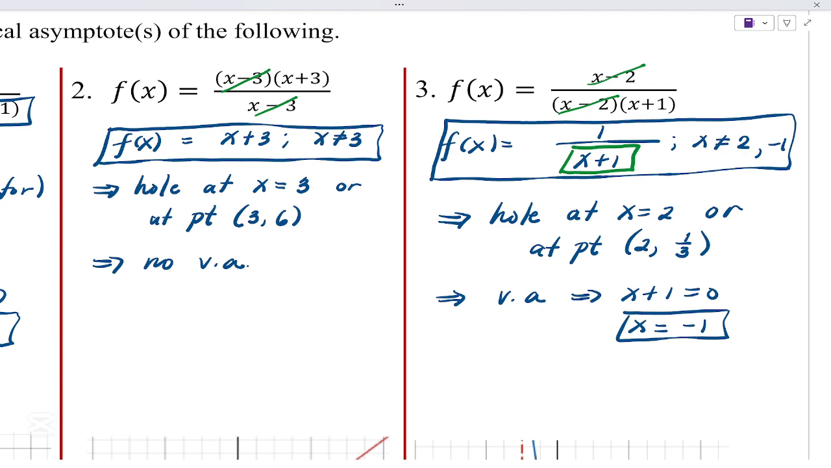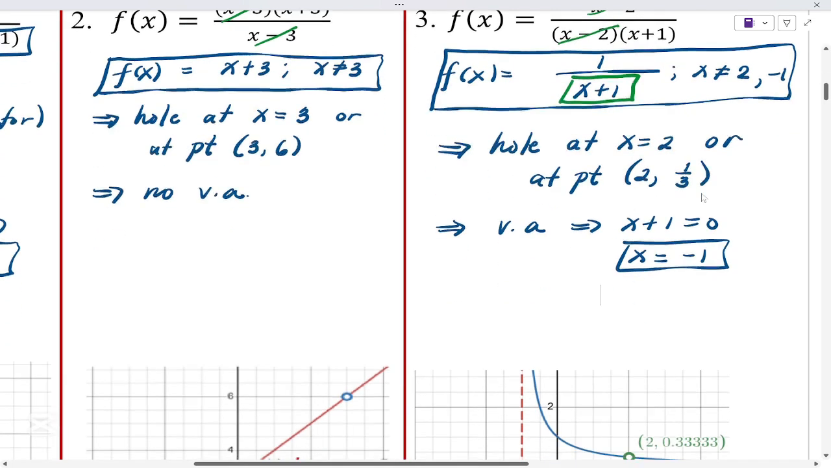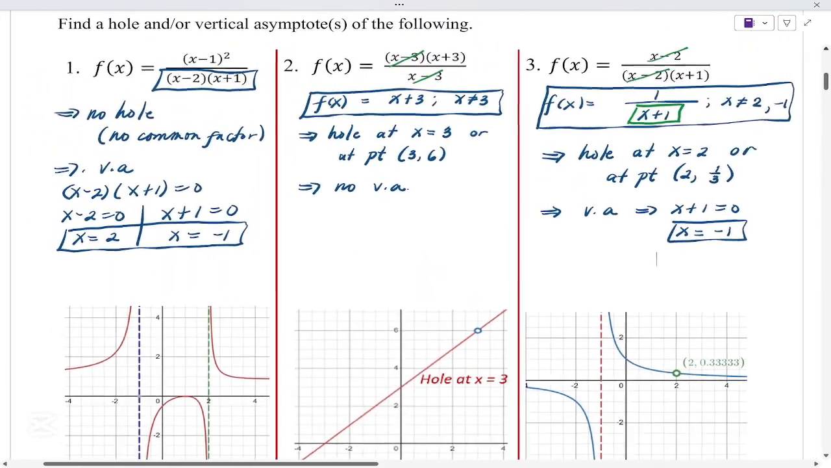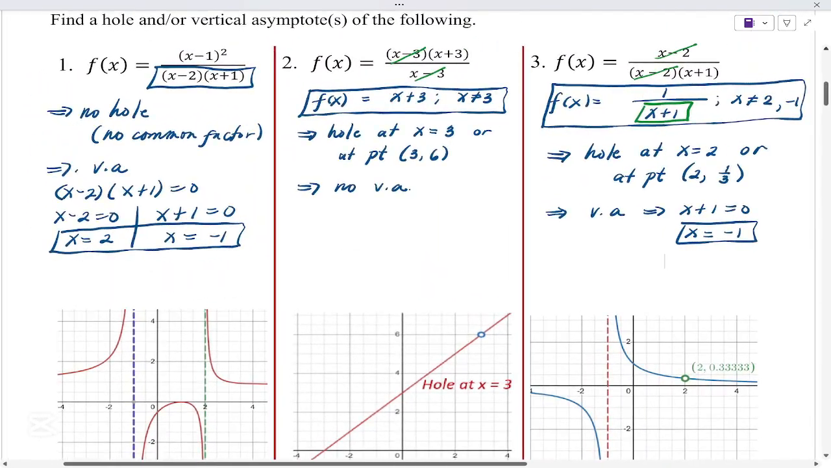And if you graph this function in Desmos, you can see a rational function with a vertical asymptote at x equals -1 and with a hole at (2, 1/3). So looking back to these three functions, you can see three cases.